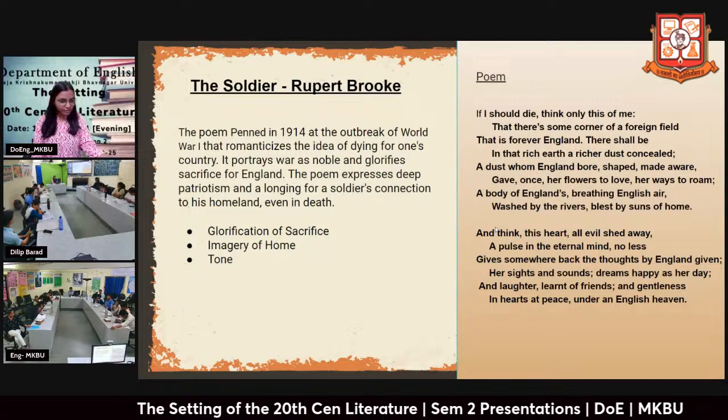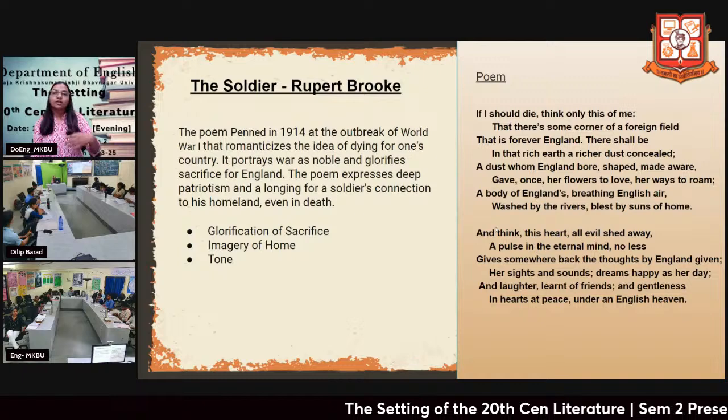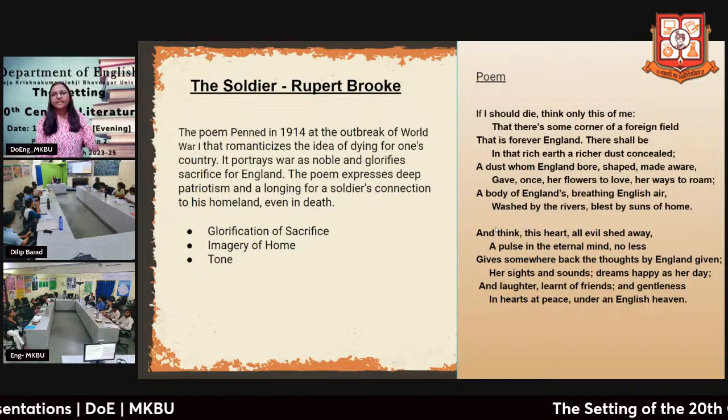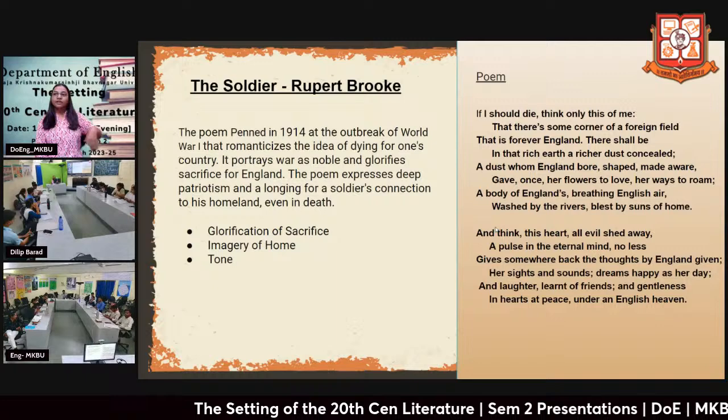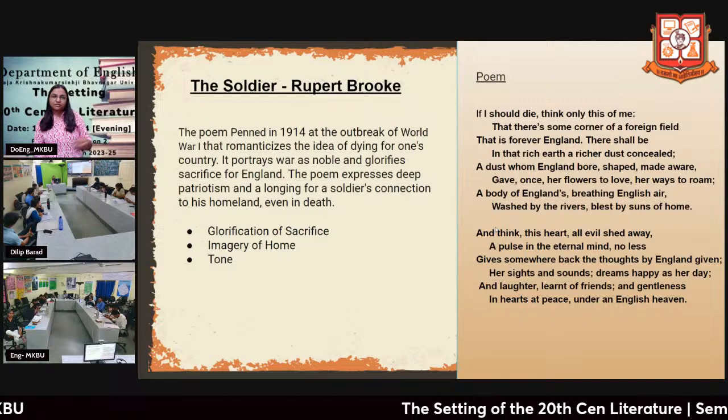Here we can see the glorification of sacrifice. The poet Rupert Brooke is trying to say that he saw the bravery and dedication of soldiers, and he mentions sacrifice as a death sacrifice. Imagery of home: he's trying to say that during the war, his roots are still connected with England. The tone of the poem is nostalgic and reflective. The poet is showing the bravery and dedication of the soldiers.